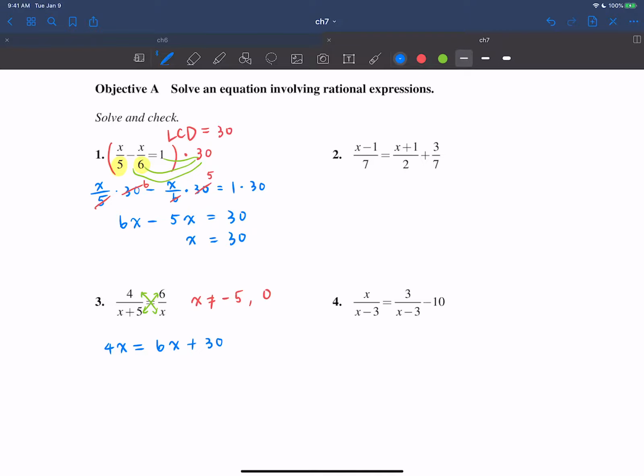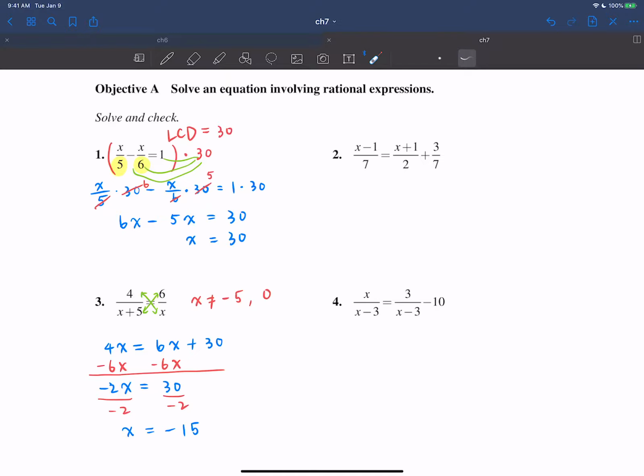And then let's just move that 6x to the left hand side. It doesn't matter where you move them. We will have negative 2x equals 30. Divide both sides by the coefficient of x, which is negative 2. We obtain x is negative 15. And before you say that the answer is negative 15, make sure you check with the restrictions. Our restriction says x cannot be negative 5 or 0, and we didn't get either one of those. We get negative 15, so this one is correct. That is our final answer.